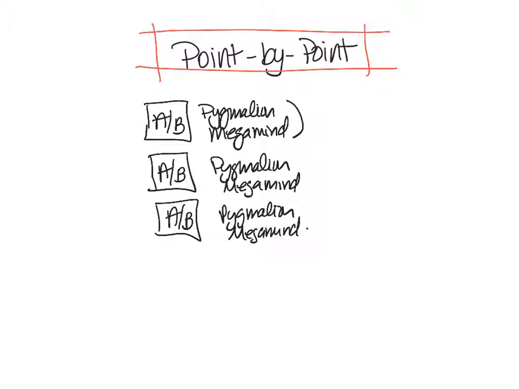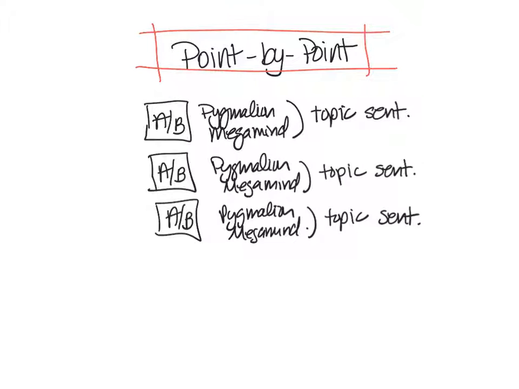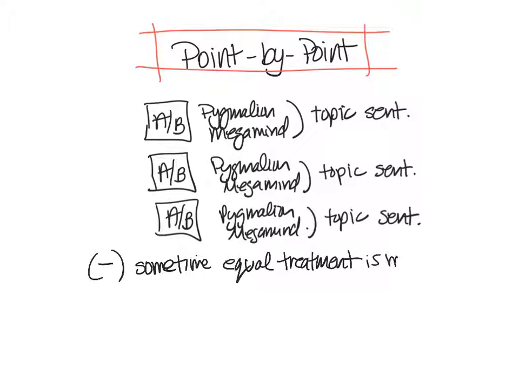And so each one of these has to have its own topic sentence, exploring some aspect that can be compared. So let me just add this so it makes sense. One of the dangers of using this point by point is that sometimes writers don't give equal treatment. What I mean by that is that there might be more about A than there is about B. So maybe you have 6 lines about the topic A, Pygmalion, and 2 lines about Megamind. So it's really trying to find that balance so that there is equal treatment.